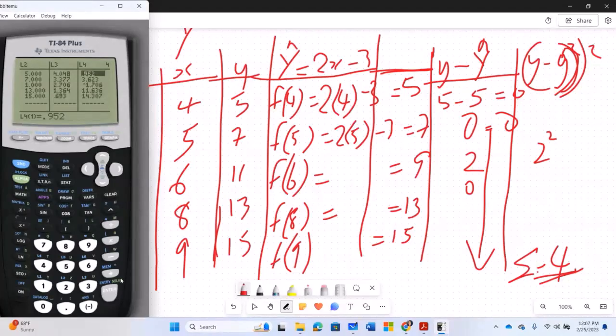Let's see. Okay, we subtracted, and then we want to find the sum of squared residuals. So we're going to square them. So this answer is going to be L4 squared, and L5. Then we're going to find the sum on the main screen.